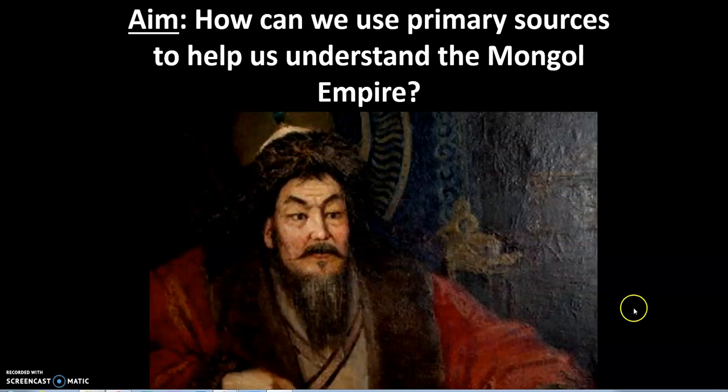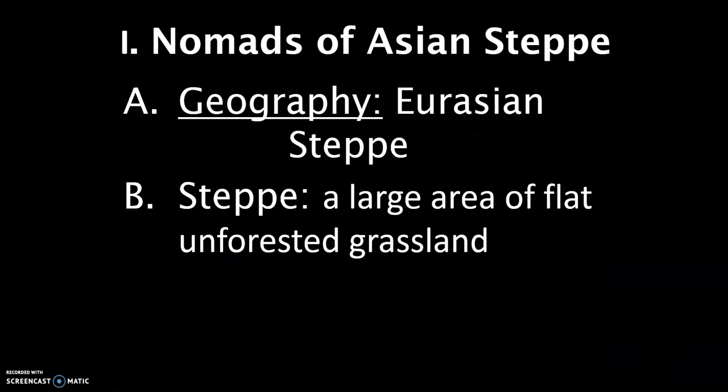In order to understand the Mongol Empire, we need to understand a couple things. First, that these people are nomadic, and they're nomadic people of the Asian steppe. When we say steppe, we're talking about a geographic feature. It's a large area of flat grassland, no forests. There could be some hills and mountains, but over the large majority of the area, it is flat grassland.